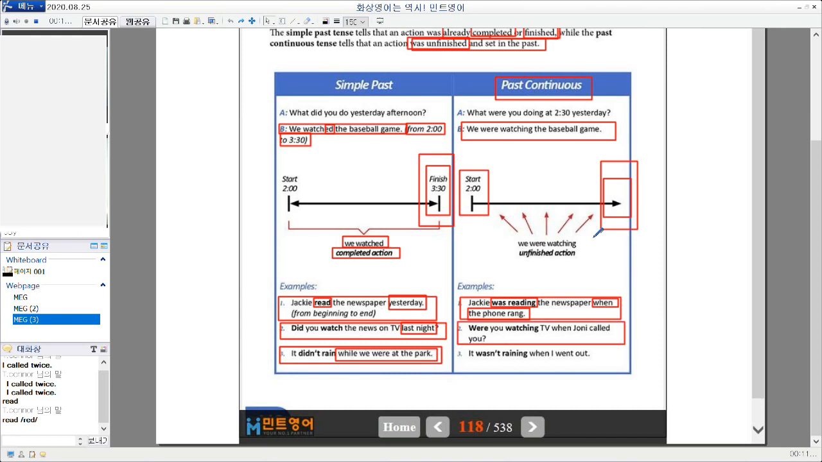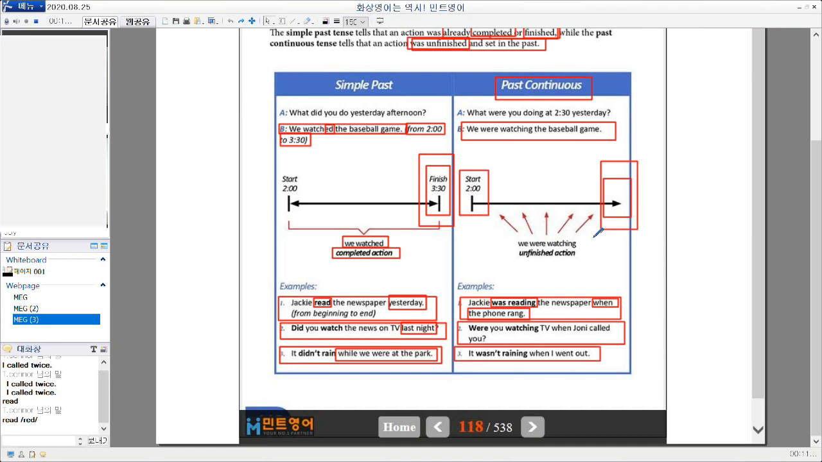How about number 2? Were you watching TV when Johnny called you? Okay. So, did you finish watching TV? Yes or no? No, because Johnny called. So you did not finish watching TV because Johnny called.